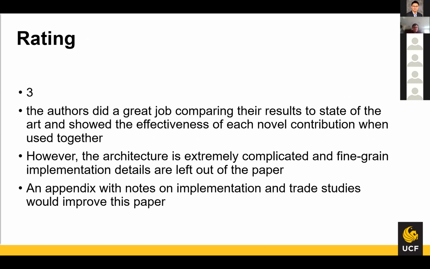And for the rating, I give it a 3. The authors did do a really good job of comparing their results to state of the art, and they showed the effectiveness of each novel contribution when used together. However, the architecture was extremely complicated and some fine-grained details on the implementation were left out of the paper. I thought that including an appendix with notes on implementations and trade studies would definitely help to improve the readability.